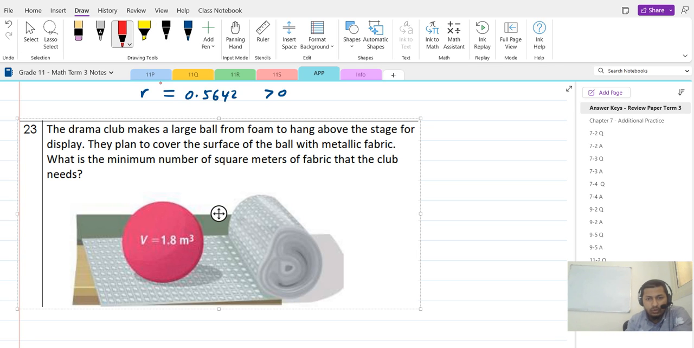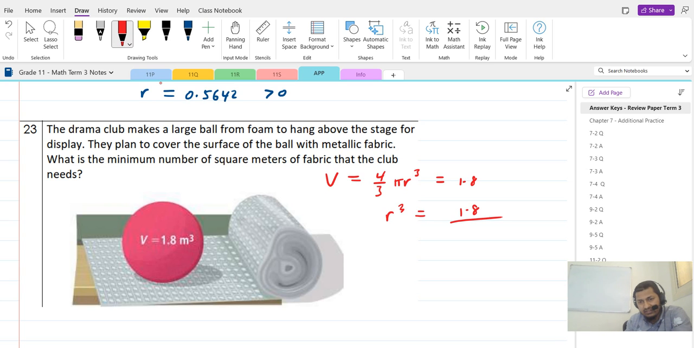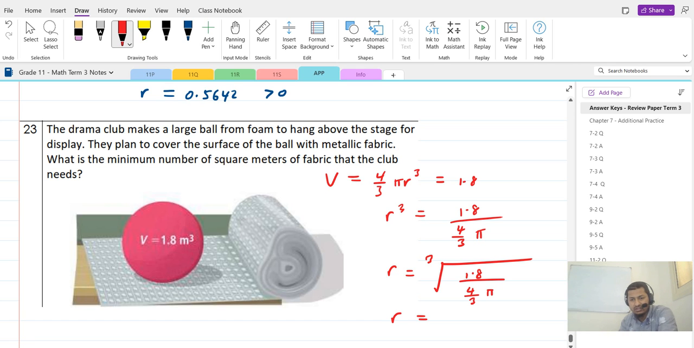So we have the volume of the sphere is 4 over 3 pi r cubed, which is given by 1.8. Alright, so first we're going to get r cubed is equal to 1.8 divided by 4 over 3 pi. You can cube root the entire thing and get the radius. 1.8 divided by 4 over 3 pi. Okay, so let's do that and get the answer.